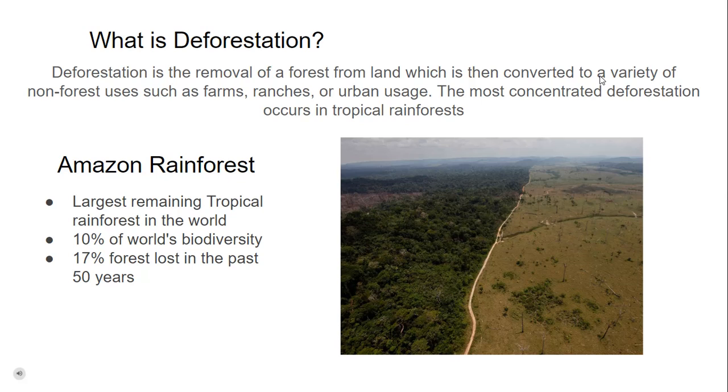What is deforestation? Deforestation is the removal of a forest from land, which is then converted to a variety of non-forest uses, such as farms, ranches, or urban usage. The most concentrated deforestation occurs in tropical rainforests. Deforestation in tropical rainforests is more detrimental because they are home to much of the world's biodiversity.